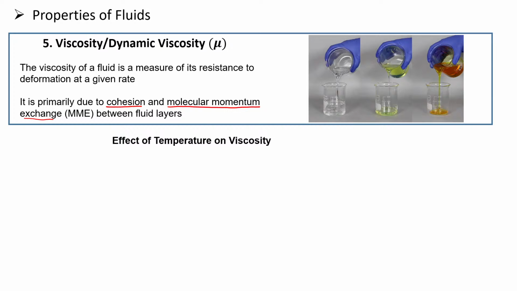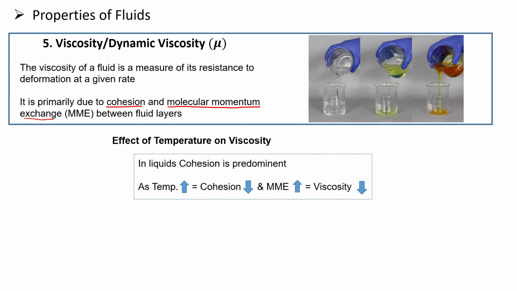Then what is the effect of temperature on the viscosity? Now, it depends on whether it is a liquid or whether it is a gas. Now, in case of liquids, cohesion is predominant. So, as temperature increases, cohesion decreases and molecular momentum exchange increases. But in case of liquids, cohesion is predominant. So, whatever the effect is there on the cohesion, same effect will be there on the viscosity in case of liquids. Remember, this is in case of liquids. So, as temperature increases, in case of liquids, cohesion decreases and molecular momentum exchange increases. That's why viscosity decreases.